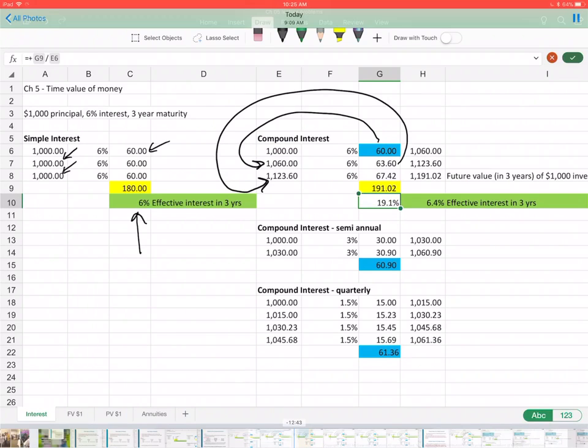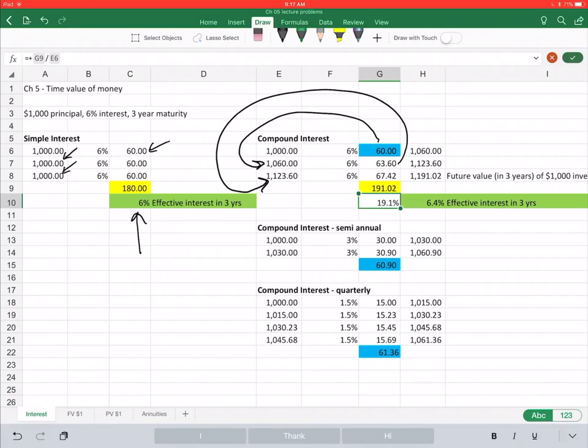But again, that's a 3-year return. That is a 3-year return rate. So we need to take that and divide it by 3. If we do that, what we can see is that our effective interest rate, assuming compounding annually, is actually 6.4%. So although our investment had a stated interest rate of 6%, our effective, or actually what we earned, was more than that. It was 6.4%, and that's because of compounding.